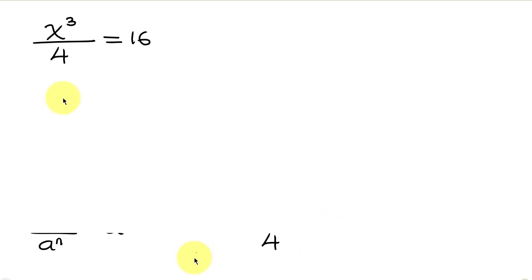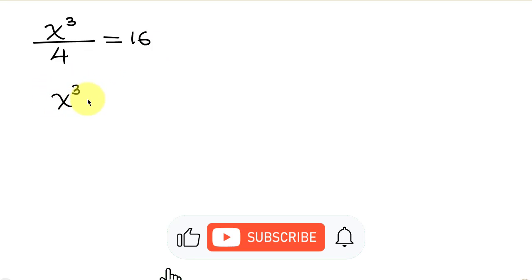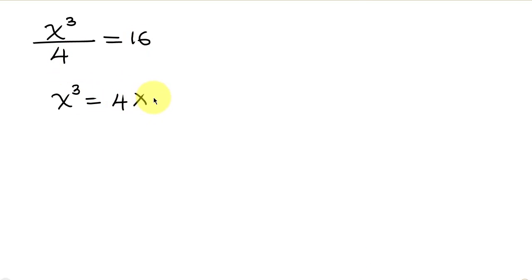Very good. So our next step will be for us to cross multiply. So we have x cubed to be equal to 4 times 16. And this simplifies into x cubed equal to 4 times 16 is 64. Very good. Now our next step will be for us to move 64 to the left hand side. So we have x cubed. As 64 crosses to the left, it becomes minus 64. And this is equal to 0.